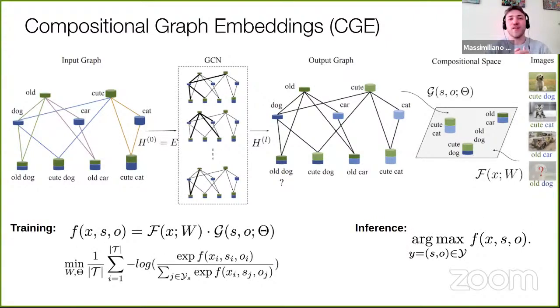The training is actually pretty simple, because it's a cross-entropy loss on top of the compatibility score, which is a dot product between the embedding of a composition and the embedding of the respective image that we want to classify. And also the inference is just the argmax of this compatibility score.